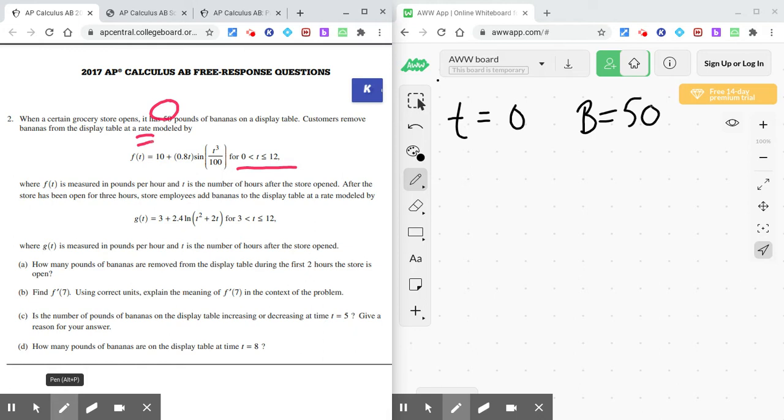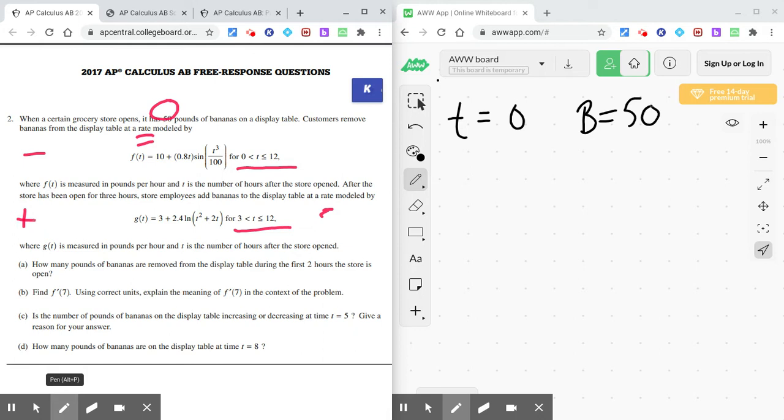After the store has been open for 3 hours, so here from 3 to 12, store employees add bananas to the display table at a rate modeled by g of t. So again, another rate function, right? Where g of t is measured in pounds per hour, and t is the number of hours after the store opened. So this is like a classic AP problem with two functions that are opposing each other, two rate functions, where one is the removal, and this is the adding of bananas that start 3 hours after they've opened. Employees are putting bananas back out on display for more customers to take away.